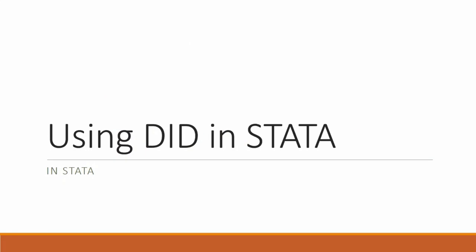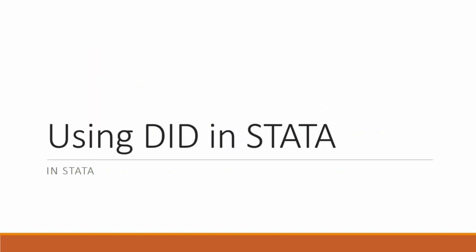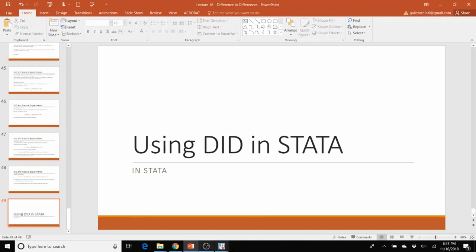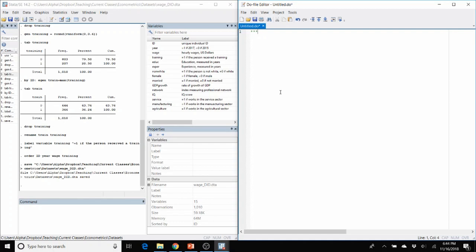All right, so now let's illustrate that. So that concludes basically how we can integrate natural experiments and difference in differences. With that said, let's use a difference in differences model in Stata. This is going to be a pretty quick demo. We're just going to illustrate how to use it. All right, so this is going to be lecture 16, difference in differences.